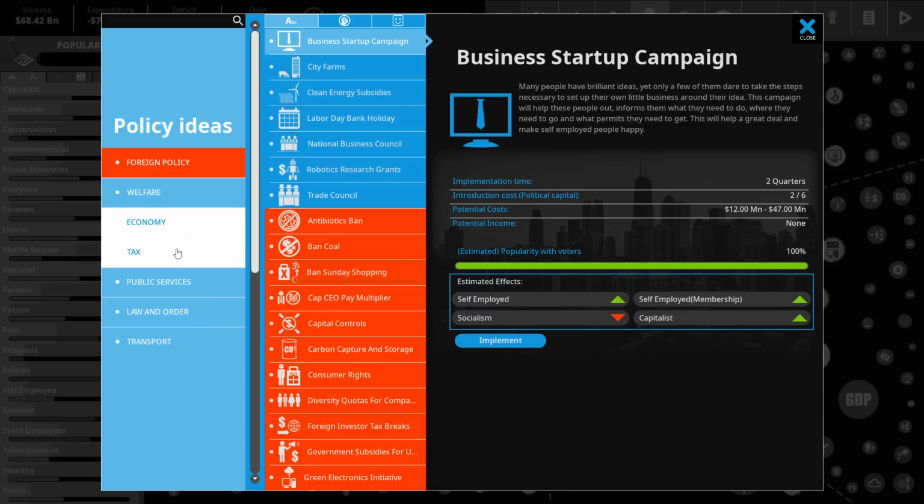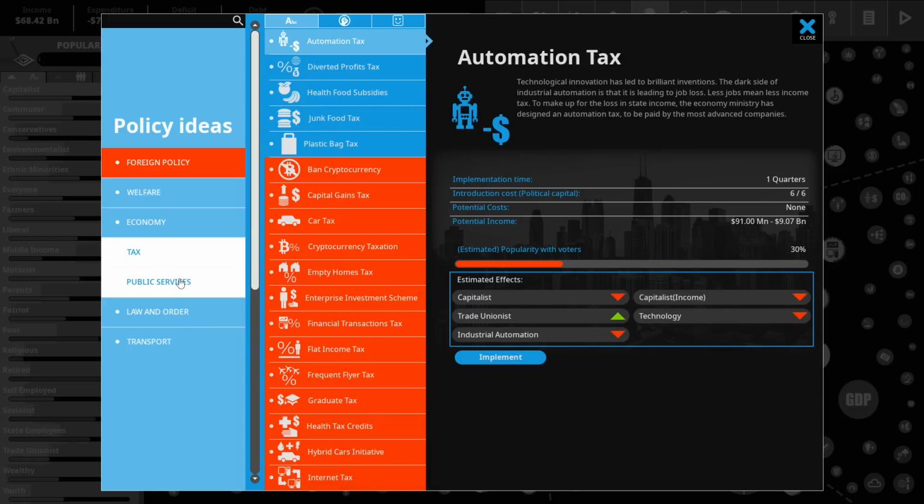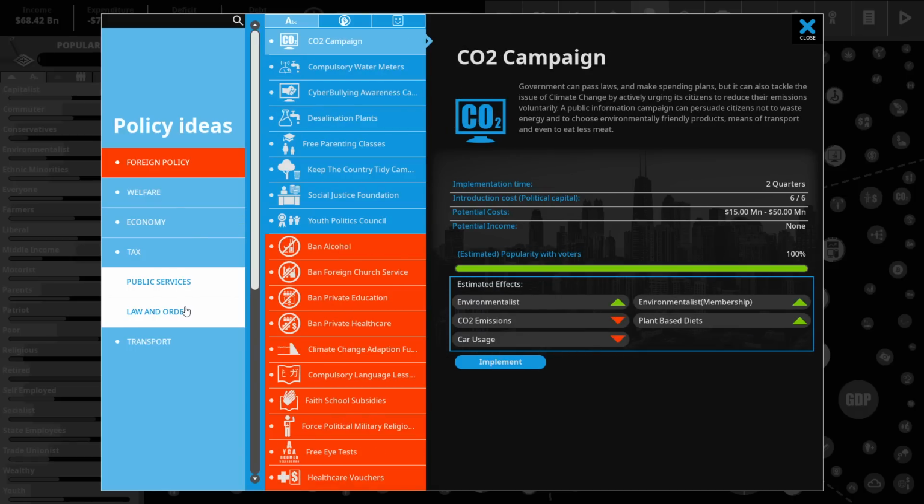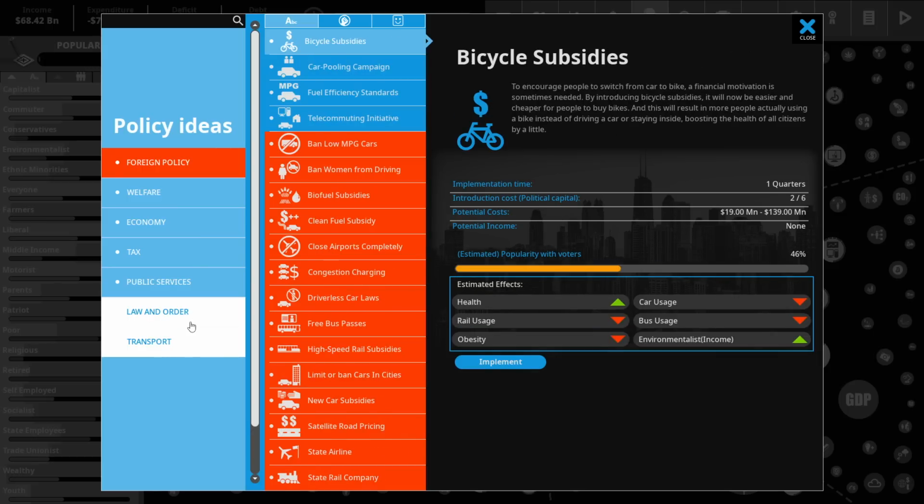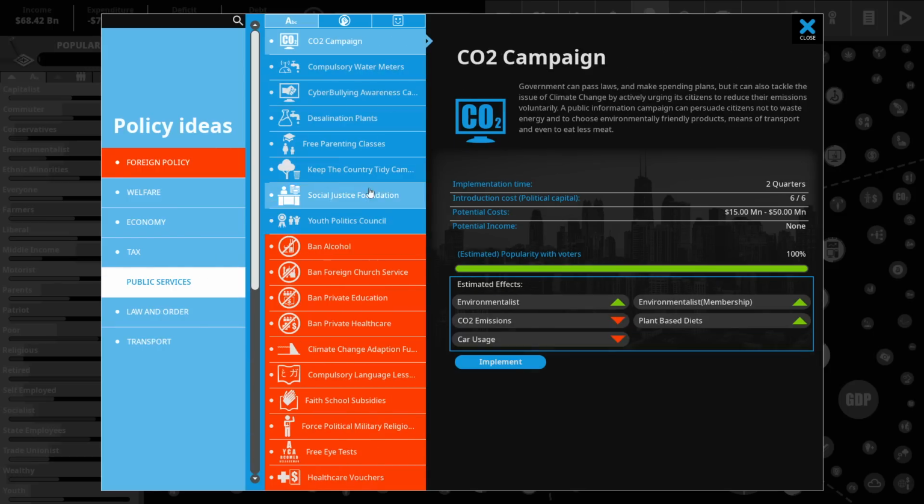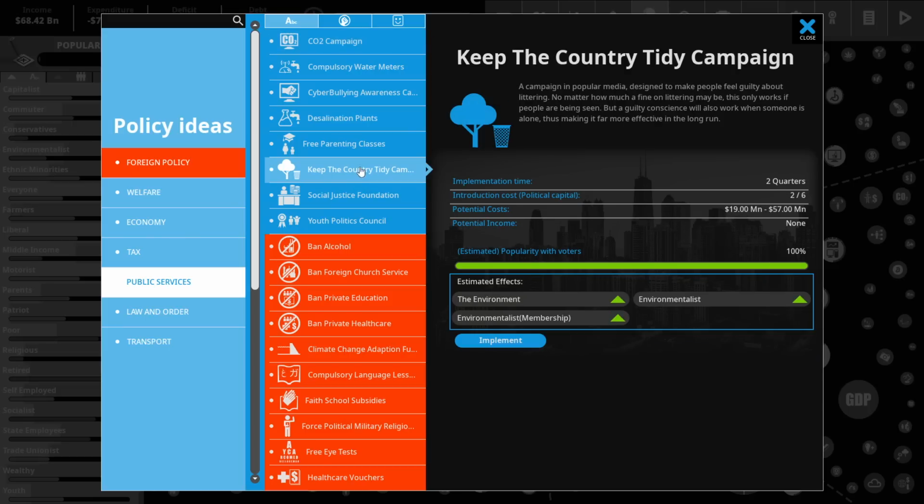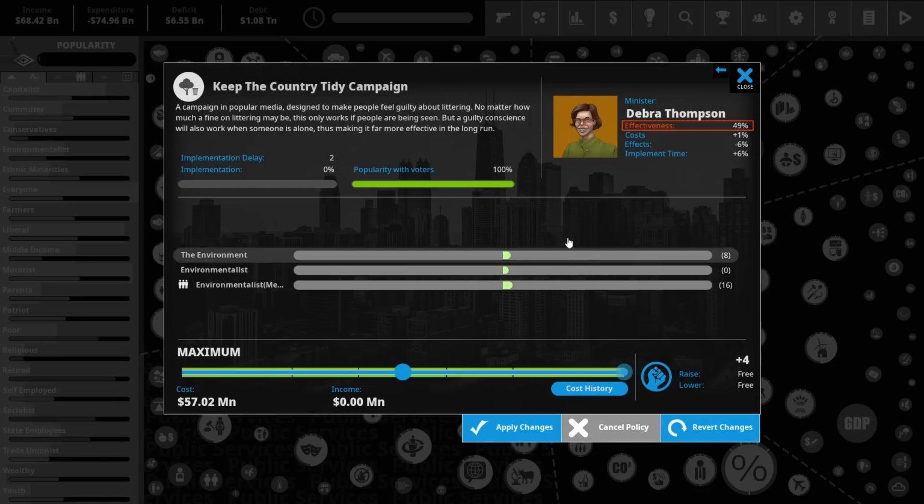Well, there's a lot of things here I want to run. Oh, man. You know what? I might do something as simple as a Keep Country Tidy campaign. This is not going to be very expensive. Everyone's pleased with it, mostly because I don't think anyone's negatively impacted by this. And the environmentalists will like it. So it's a very popular decision, and will help boost the environment. It does make more environmentalists. So if I'm going to do this, I have to make sure the environmentalists stay happy, because I'm making more of them.